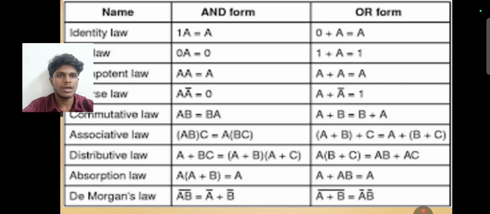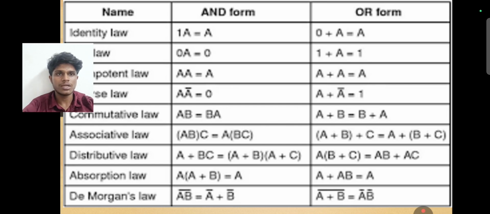Distributive law in OR form: A plus BC equals (A plus B) into (A plus C). Distributive law in AND form: A of (B plus C) equals AB plus AC. Absorption law in AND form: A of (A plus B) equals A. Absorption law in OR form: A plus AB equals A.